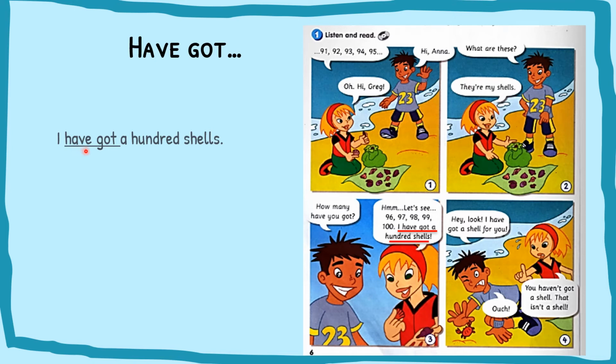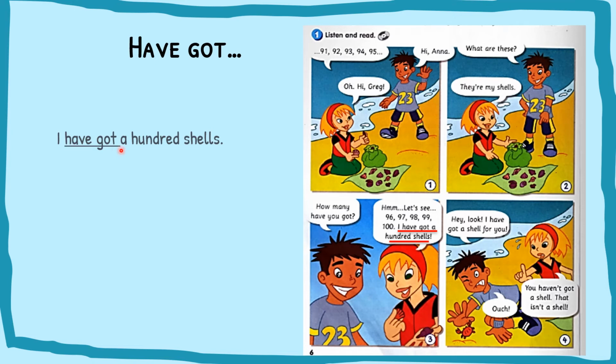Now let's refer to the subject in front. The subject in front is I. Can you remember which group I belongs to? Is it in the plural group or the singular group? Yes, I is in the plural group. When the subject is in the plural group, we use the verb have got.